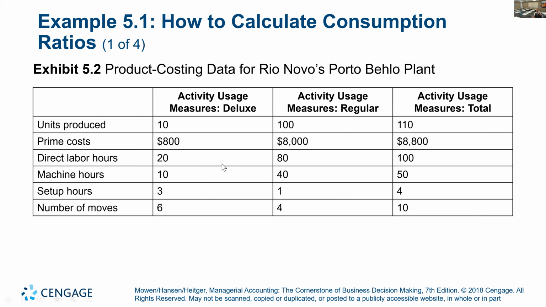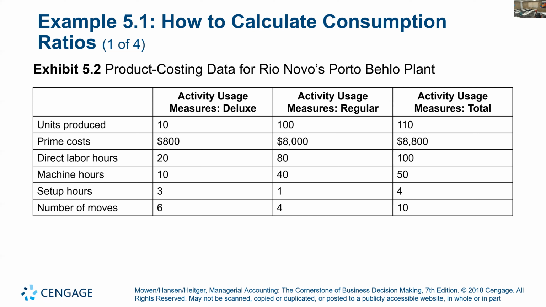So here's some information we have for Rio Novo's Portobello plant. We're going to use this example throughout this whole slideshow, so if you're taking notes, you can just keep writing it down. We're going to constantly refer back to some of these things. Here we have some deluxe chairs and some regular chairs, and a total, so we have different amounts of units produced. Prime costs, if you remember, are our direct materials and our direct labor. Remember, we are doing job costing: direct materials plus direct labor plus the overhead.